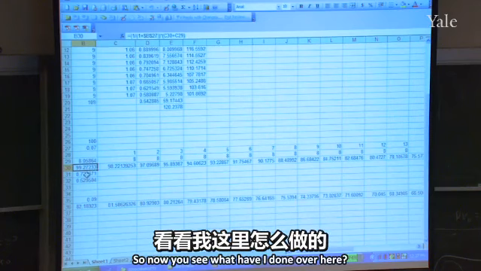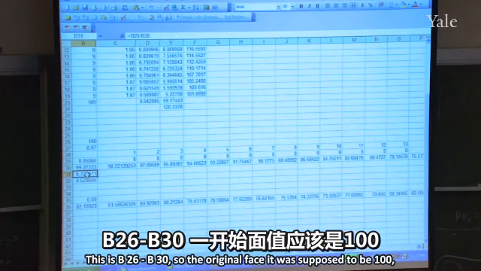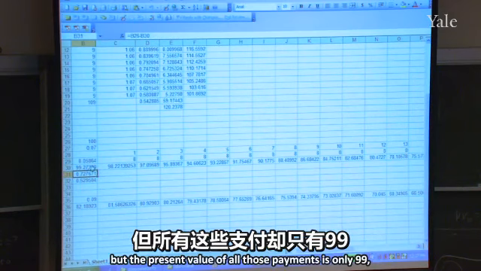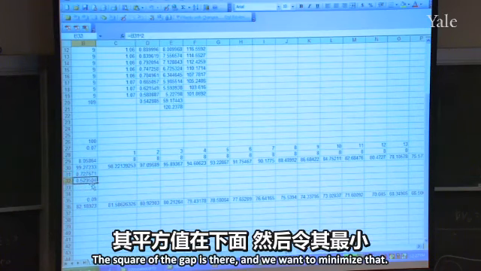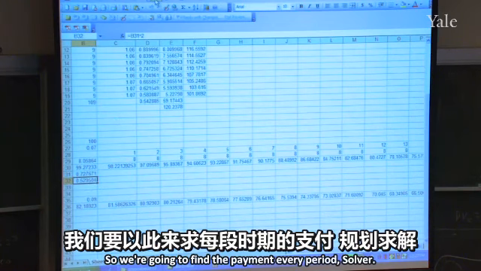Okay, so now you see, what have I done over here? This is B26 minus B30. So the original face was supposed to be 100, but the present value of all those payments is only 99. There's a gap here of 0.72, and the square of the gap is there, and we want to minimize that. So we're going to find the payment every period. Solver.